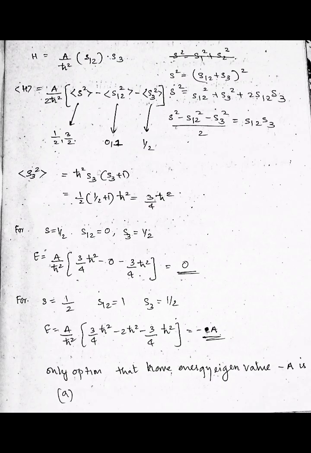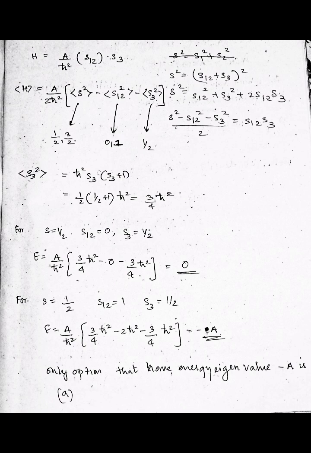Here it is given that H is equal to A by h cut square into S12 S3. We know S square is equal to S12 plus S3 the whole square. So this is equal to S12 square plus S3 square plus 2 S12 S3. That is, S square minus S12 square minus S3 square by 2 is equal to S12 S3. So the expectation value of H is equal to A by 2 h cut square into S square minus S12 square minus S3 square. So here we need to find the expectation value of S square, S12 square, S3 square.